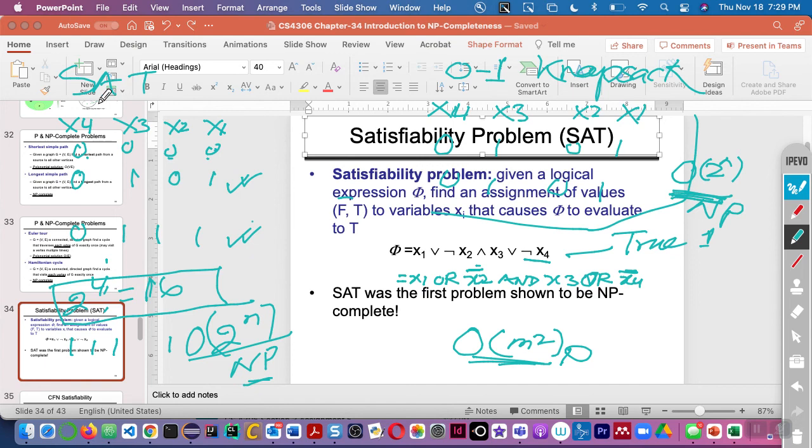Now if we can correlate this satisfiability problem with this 0-1 knapsack problem, in such a way that since the 0-1 knapsack problem can be solved in a polynomial way, this can also be solved in a polynomial way.